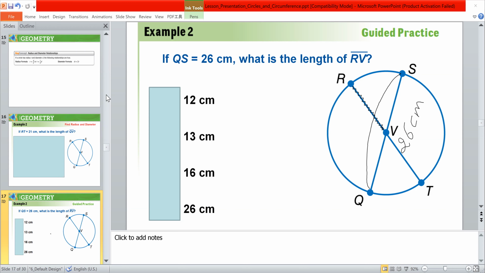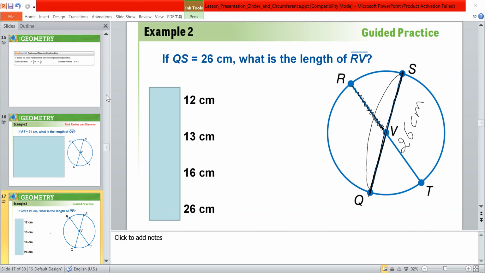QS represents what on the circle? Does it represent a diameter or a radius? Yes, it's a diameter. Okay, what about RV?